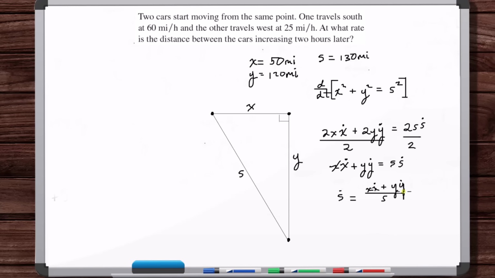Now, what about x dot and y dot? We're looking at this as a triangle. Is the side length of the triangle increasing? This side length? Yeah, it is. It's getting bigger. So x dot's going to be positive. What about this side length? Is this increasing or decreasing? This is increasing, right? The cars are moving away.